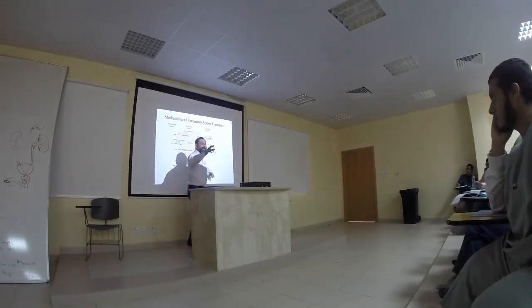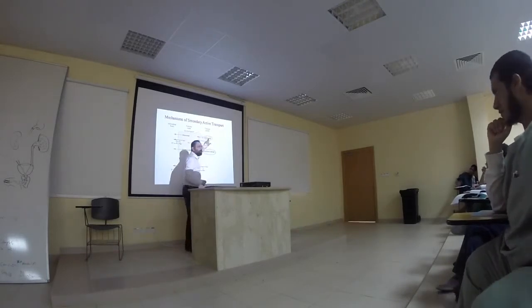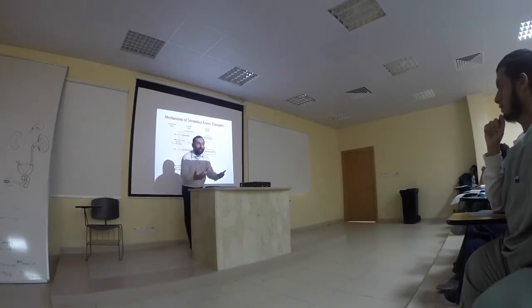If you are saying this is secondary active transport, you have to prove that. If the glucose is going from high to low and sodium is also going from high to low, is it fulfilling the requirement of secondary active transport? No, it is not. So it means it is not there.